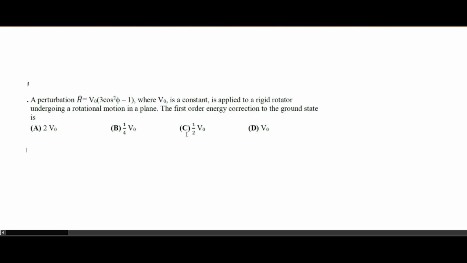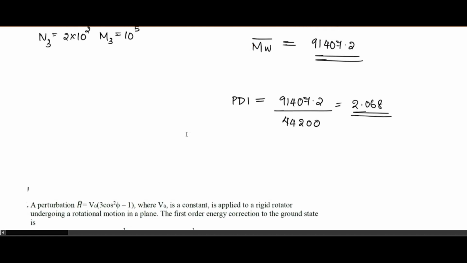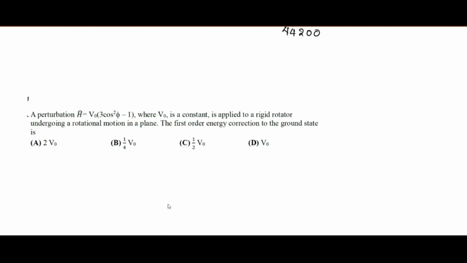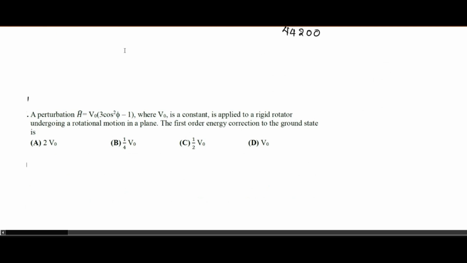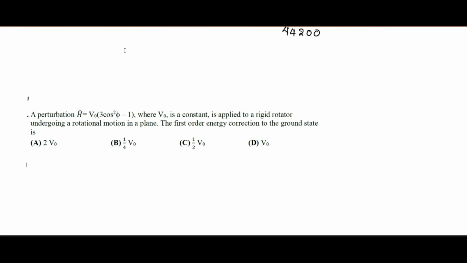Next question. Perturbation. Okay, perturbation question. The Hamiltonian is given to you. V0 is a constant. It's given that it's a rigid rotor undergoing a rotational motion in a plane. The first order correction to the ground state is.